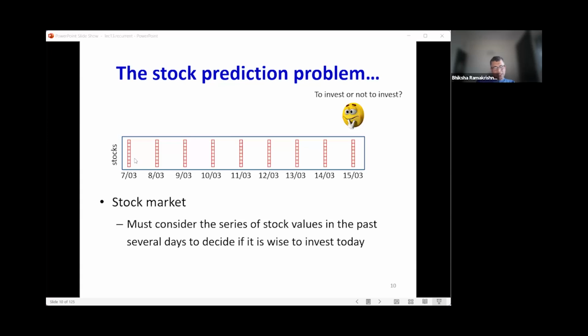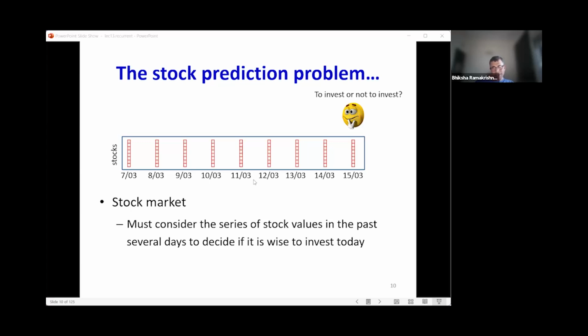We must consider the series of stock values in the past several days to decide if it's wise to invest today, because your prediction about how the stock is going to behave tomorrow clearly depends on how it has behaved in the past. So what kind of model would you recommend, based on everything we've learned so far, to analyze stock values over a window of time before making a prediction? What kind of model would work here? Anybody?